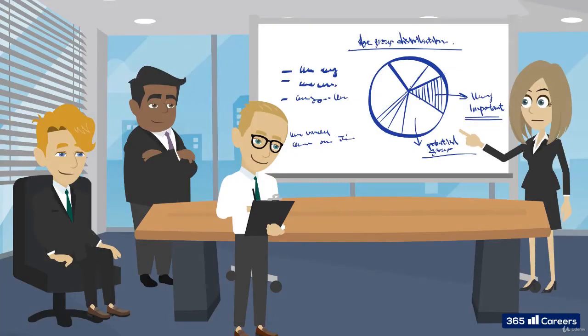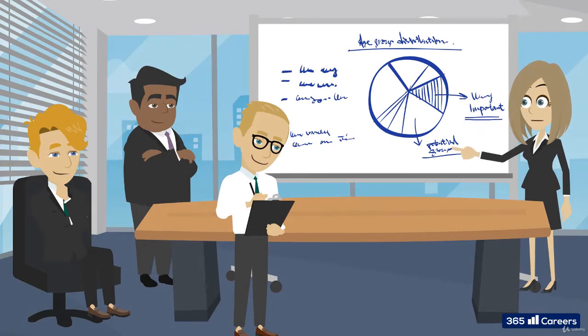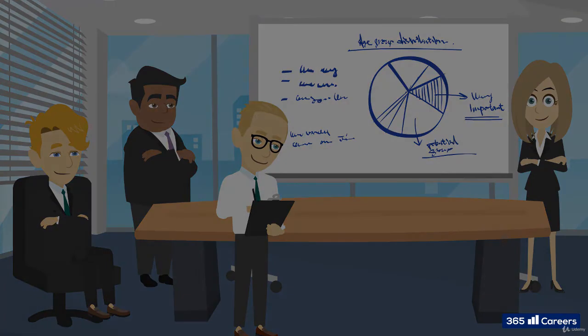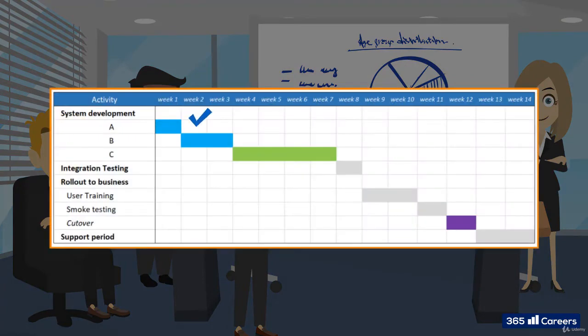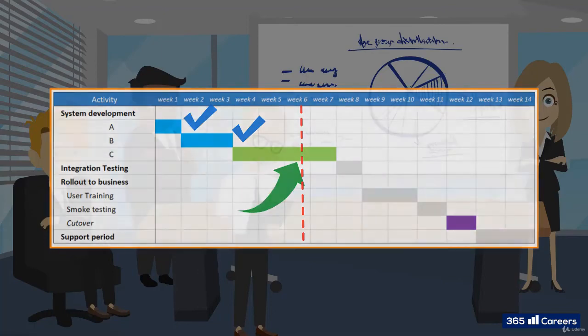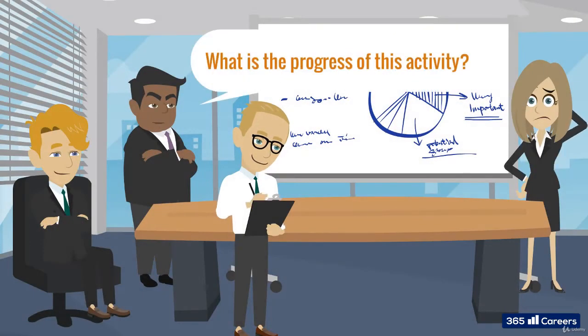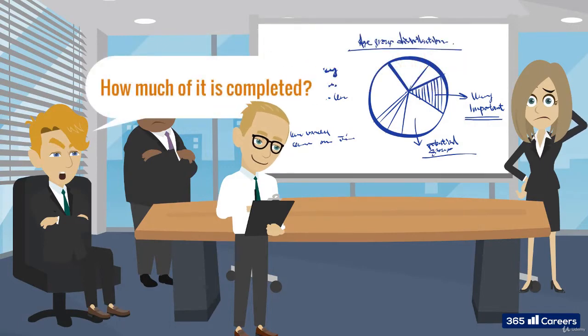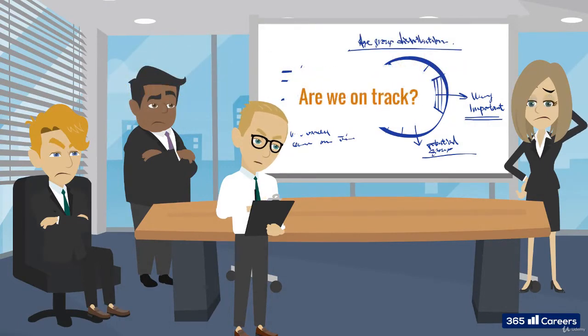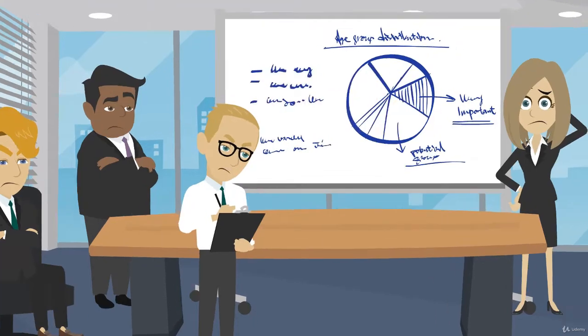So, Project Manager. Imagine you are having your first project status meeting. You present the Gantt chart where the team can see the first 2 activities have been completed and the third one is ongoing, as we are in week 6 currently. You report that the team is now working on a 3rd activity, but you get a question like, what is the progress of this activity? Or how much of it is completed? Are we on track? What do you say?